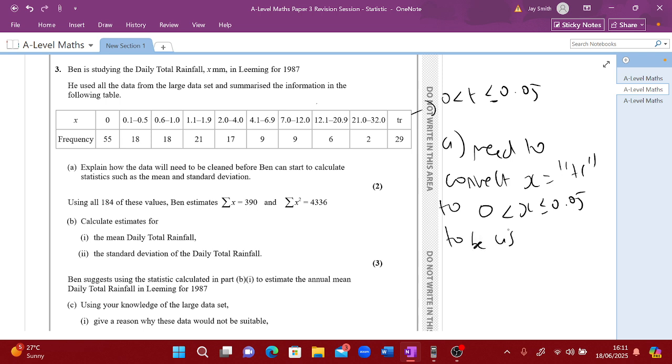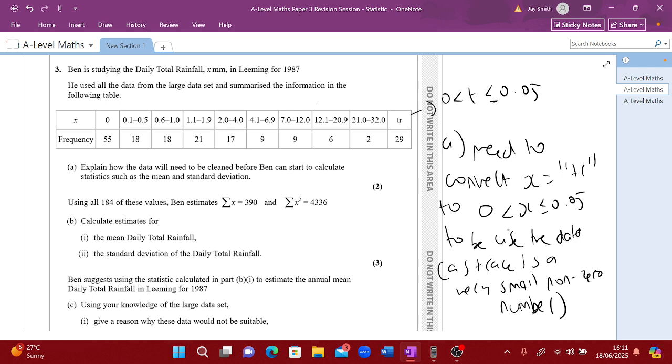To be able to use the data, as trace is a very small non-zero number, right? Now you don't actually have to remember the actual range, I don't think. I haven't checked the mark scheme. It's a very small non-zero number. But you do need to be aware that trace is a very small number though. Then that's from the large data set. When I did the 2022 paper, there was a question about this as well. So that's how I remember it.